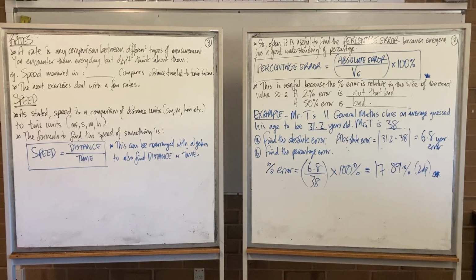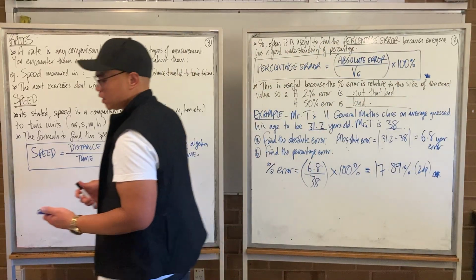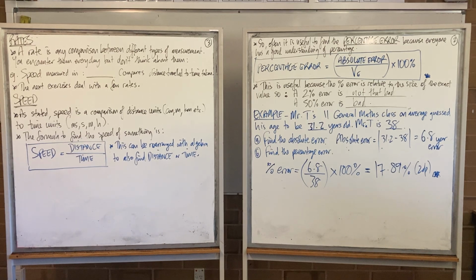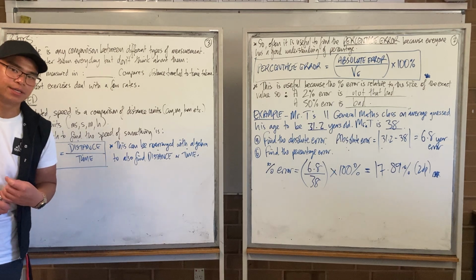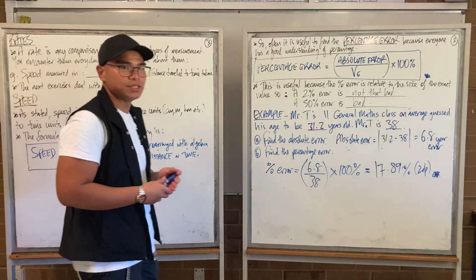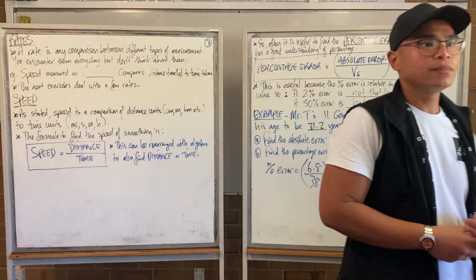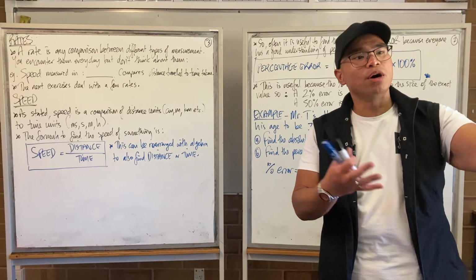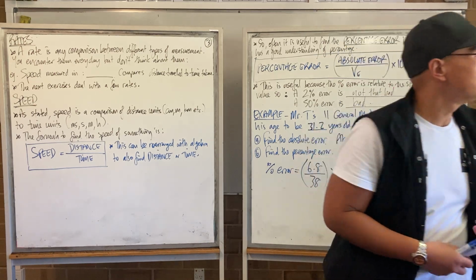Right, next lesson is on the idea of rates and specifically speed. What is a rate? It's a comparison between different types of measurement. You see these every day, but you don't think about it. What do those signs mean? What does that 50 in a red circle mean on the side of the road? Yeah, the speed limit. What is it? 50 what? Kilometers per hour.